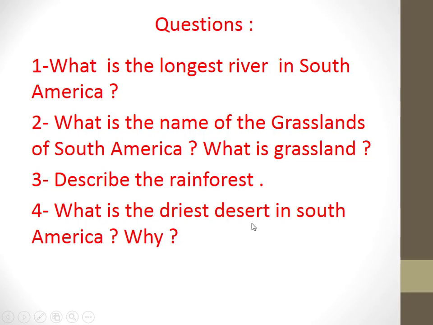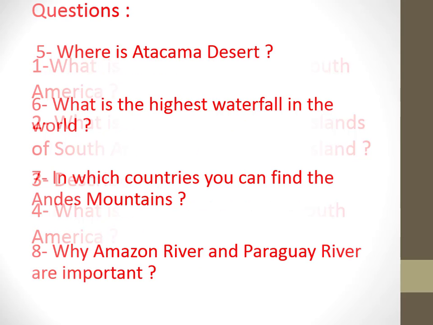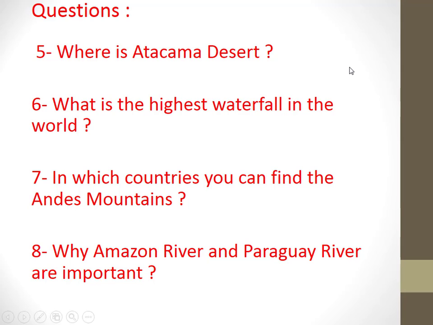What's the driest desert in South America? It's Atacama Desert, remember? Why is it so dry? I answer now. Because it lies between the Andes Mountains and the Chilean coast range. So it's between these two. So of course they will block the rain from reaching the Atacama Desert. Number 5, where's the Atacama Desert? It's in Chile, in South America, on the west coast. Number 6, what is the highest waterfall in the world? It is, yes, Angel Waterfalls in Venezuela.